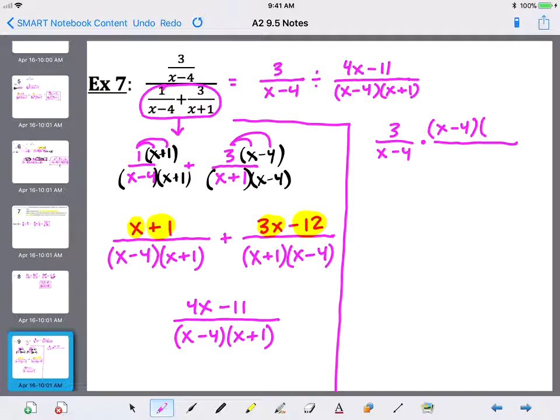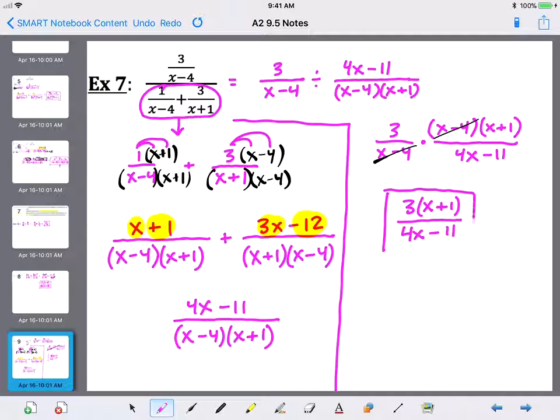So x minus 4 times x plus 1 will be in the numerator. 4x minus 11 is in the denominator. And if we check here, the x minus 4's will cancel. So we'll be left with 3 times x plus 1 in the numerator, and we've got 4x minus 11 in the denominator. I don't see any other common factors that we can take out.